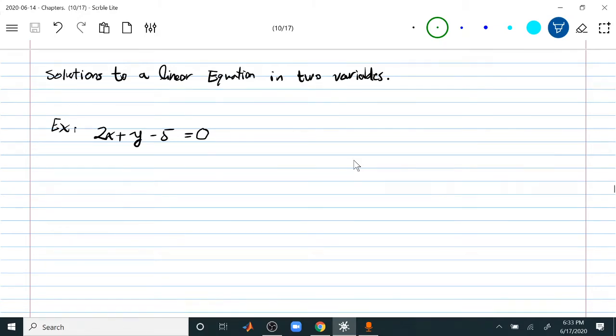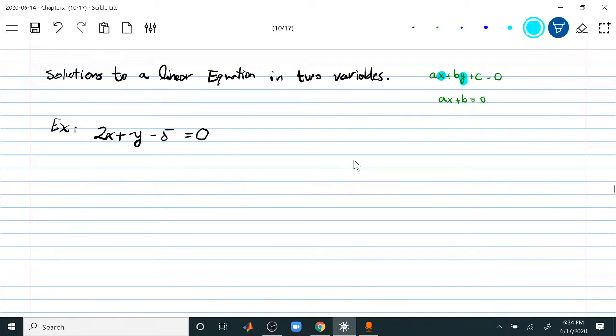Today we're going to talk about solution to a linear equation in two variables. So far we've talked about linear equation in one variable. What's a linear equation in two variables? If we have ax plus by plus c equal to 0. If you remember, linear equation in one variable was ax plus b equal to 0, where a and b were constant. If the equation involves two variables, in this case x and y as your variables, then we have a linear equation that contains two variables.